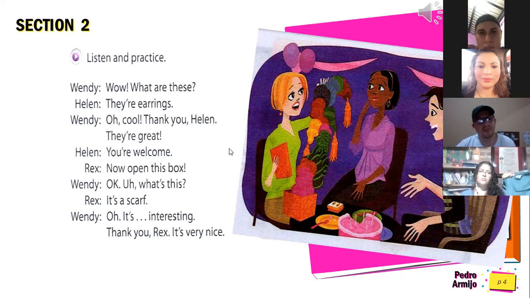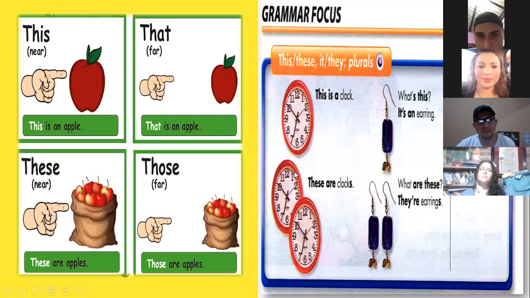Okay, that's it. For example, look, I have this one. This is a clock. It's one, right? A clock. What happens if I have more than two clocks? Or three, or four, a million, whatever. These are clocks. Look, the S is bolder because it's added. Here you put the A, in the other one, no, my friends. This is a clock. These are clocks.